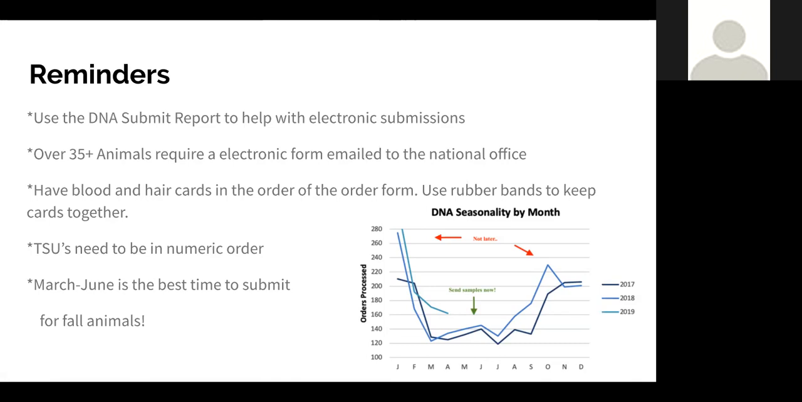That's the DNA submissions. And then also, last but not least, March through June is the best time to submit DNA for fall animals. That's just because we have not as many submissions going on right now. So that kind of helps with your time process at the lab. So if you have some and you're thinking about selling them here this fall, go ahead and submit them now.